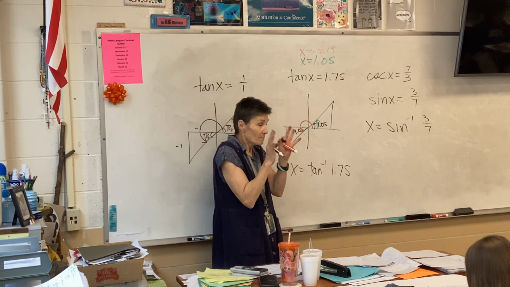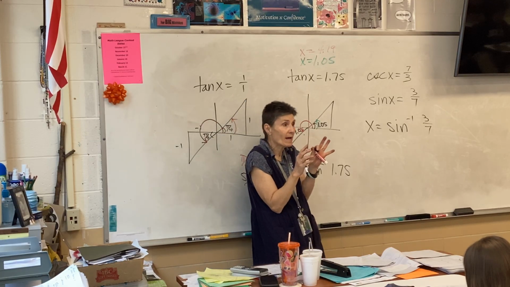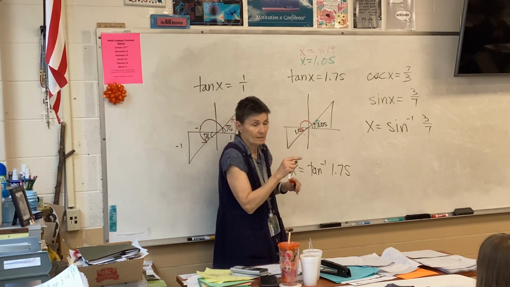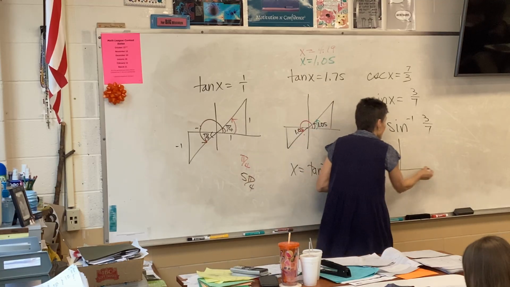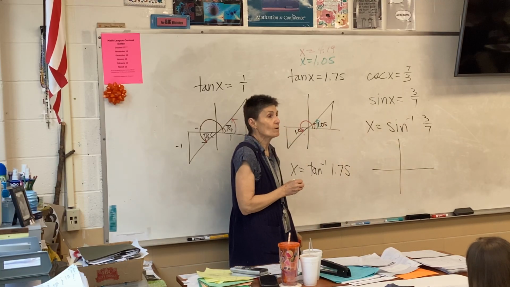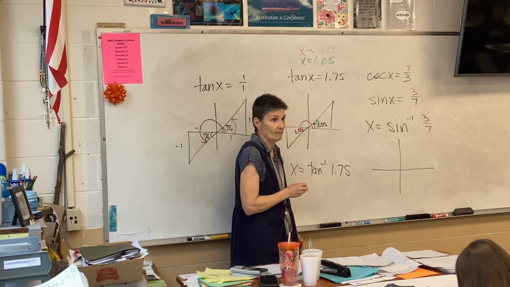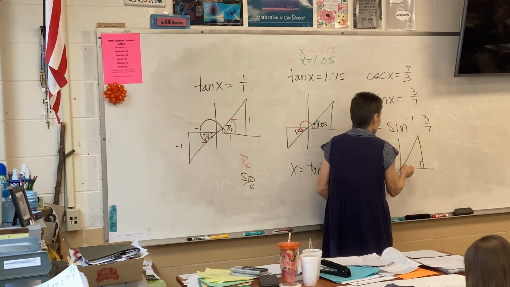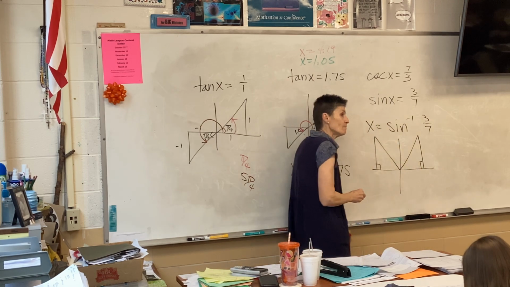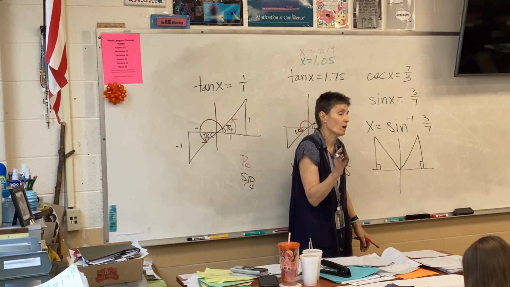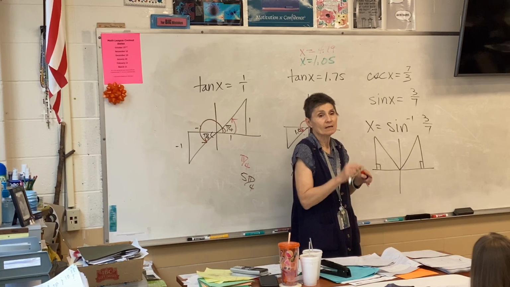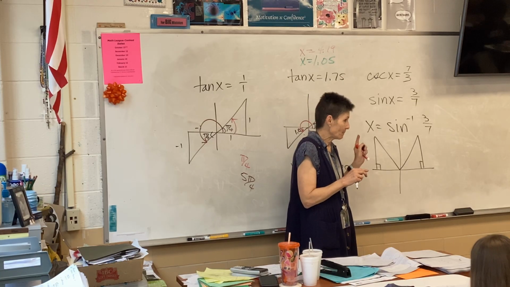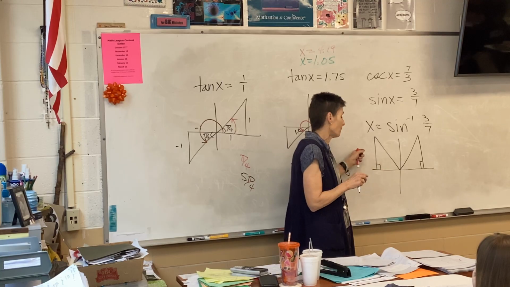But be careful. How many answers does the problem have? Two, and the calculator's only going to give you one. So let's figure out where these two answers are. Where is the sine positive? It's positive in quadrant 1 or 2. Now, before we go any farther, everything's positive in 1. Why is the sine also positive in 2? Because opposite over hypotenuse is positive. Opposite has to be positive.